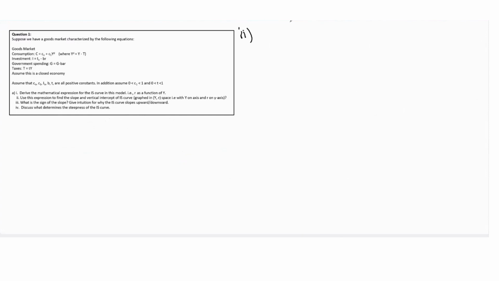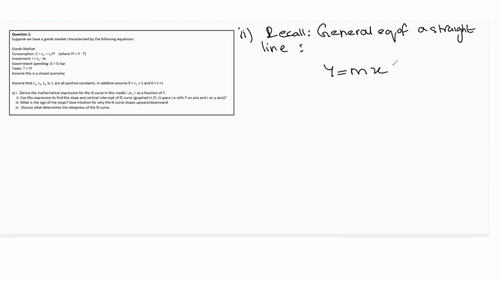Now part two. To do part two, you should recall something. In this case, the IS curve we're looking at is linear, right? It's in the form of a straight line. So for this, we want to recall the general equation of a straight line. The general equation of a straight line is y is equal to mx plus c. Now, m represents the slope here, and c represents the vertical intercept.